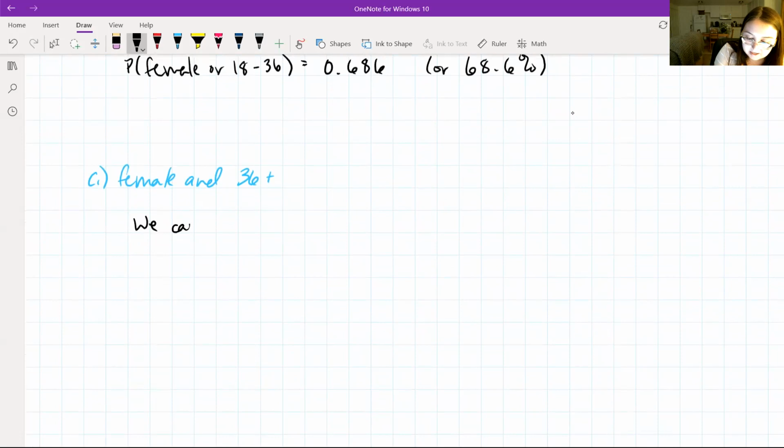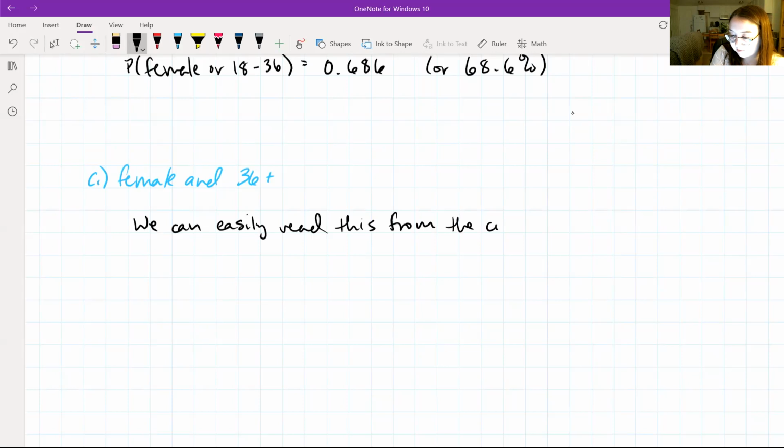So we can easily read this from the charts. It is 0.357, or 35.7% if you wanted it in percentages.